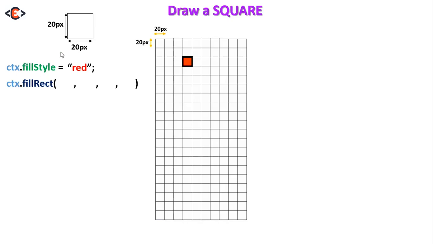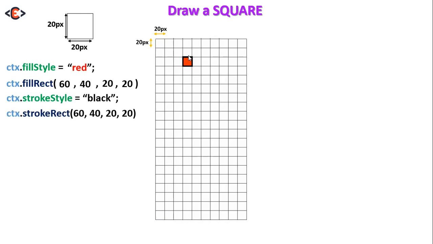Now let's define the x position here. So we have 20 pixels, 40 pixels, then 60 pixels. Then for the x it's 60. For the y position, here is 20 pixels, then 40 pixels. The width and the height are both equal to 20 pixels. We have here a black stroke, and then the strokeRect must get the same arguments as fillRect.